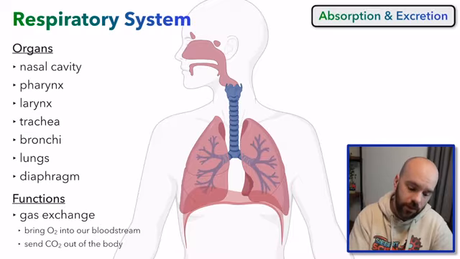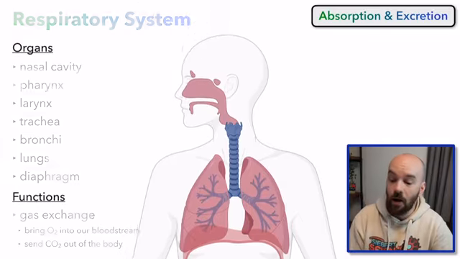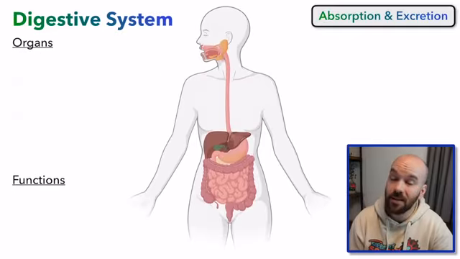We've got all those organs we talked about there, but the big idea is that gas exchange is happening. All right, our next system with absorption and secretion is the digestive system.